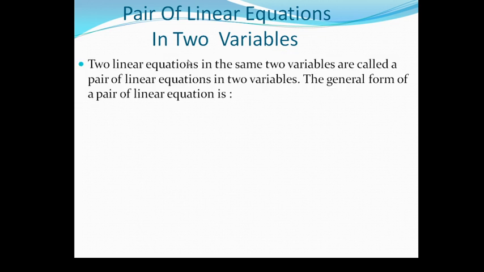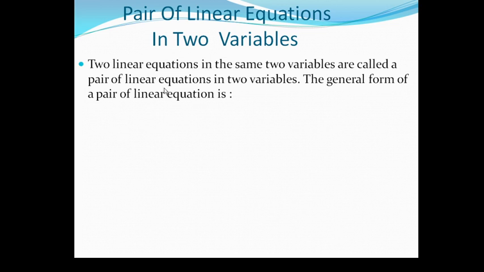See, two linear equations in the same two variables are called a pair of linear equations in two variables. Students, linear equations, as I told you, are of the form ax plus by plus c equals 0, that you have already learned in your previous class. So the two linear equations in the same two variables, the variables should be the same in both the equations. These are called a pair of linear equations. That means if two variables x and y we are taking in one linear equation, the same variables x and y will be there in the other linear equation, thus making a pair.